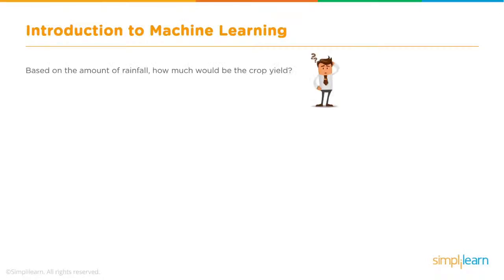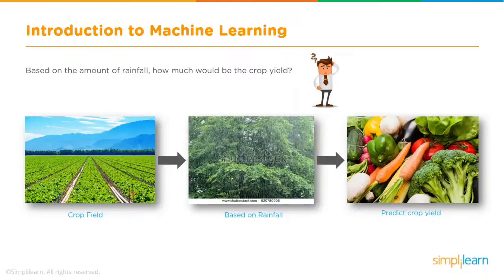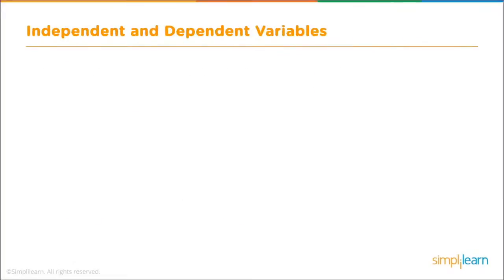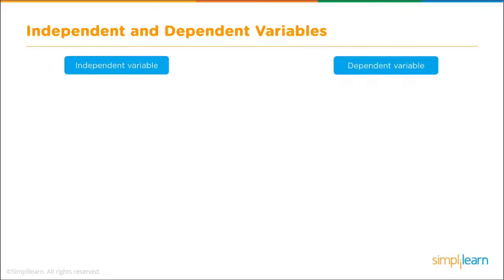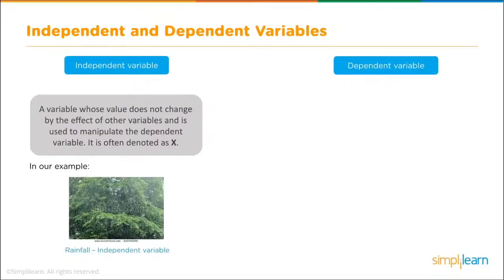Based on the amount of rainfall, how much would be the crop yield? So here we have our crops, we have our rainfall, and we want to know how much we're going to get from our crops this year. So we're going to introduce two variables, independent and dependent. The independent variable is a variable whose value does not change by the effect of other variables and is used to manipulate the dependent variable. It is often denoted as x. In our example, rainfall is the independent variable.